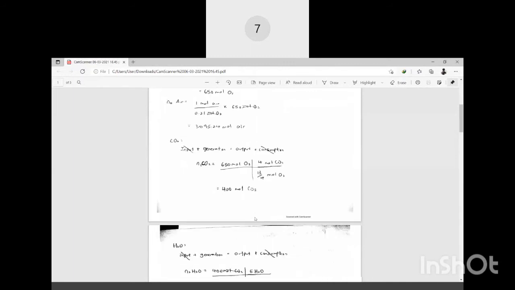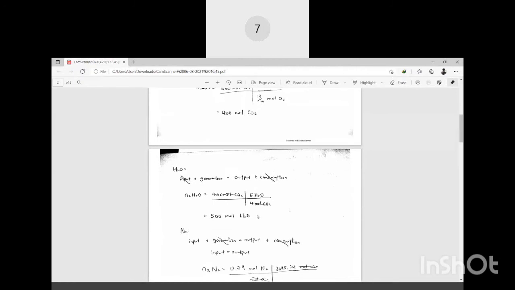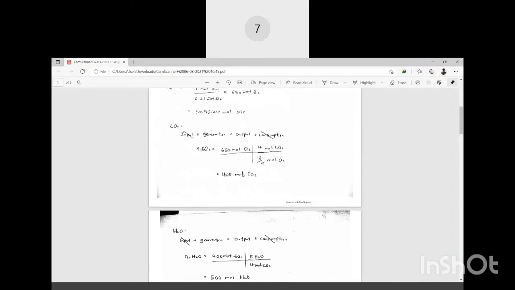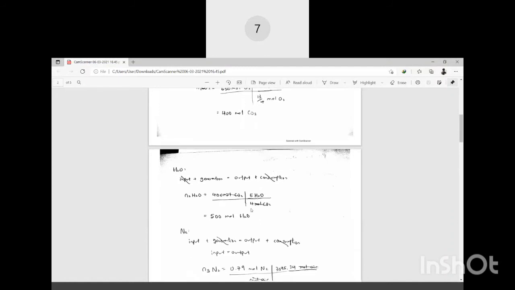Next is the H2O, generation equals output. So we don't have any input and consumption. So we can just ratio it: 400 mole of CO2 times 5 mole of H2O from the chemical balance divided by 4 mole CO2, from the chemical balance. So we can cancel it out, and get 500 mole of H2O.